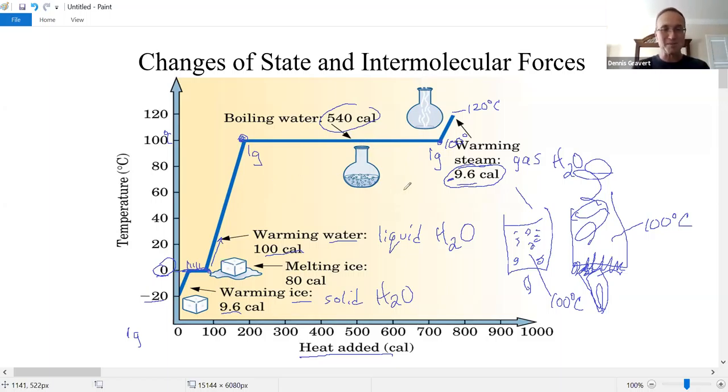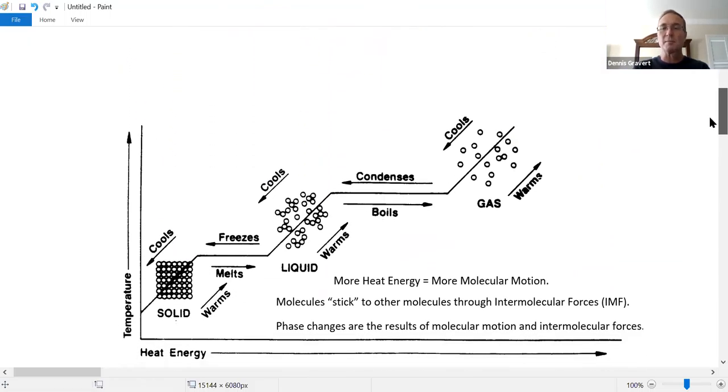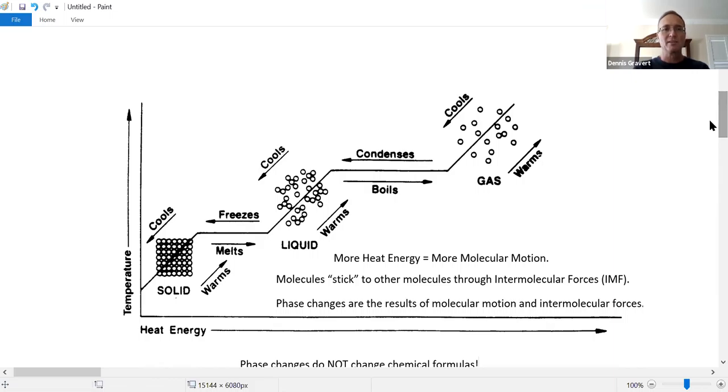All right, that's a good basis here. What are some take-home messages? Let's think about things on a molecular level. So we got the same diagram, essentially. We got solid, let's still talk about water, but it applies to any molecule.